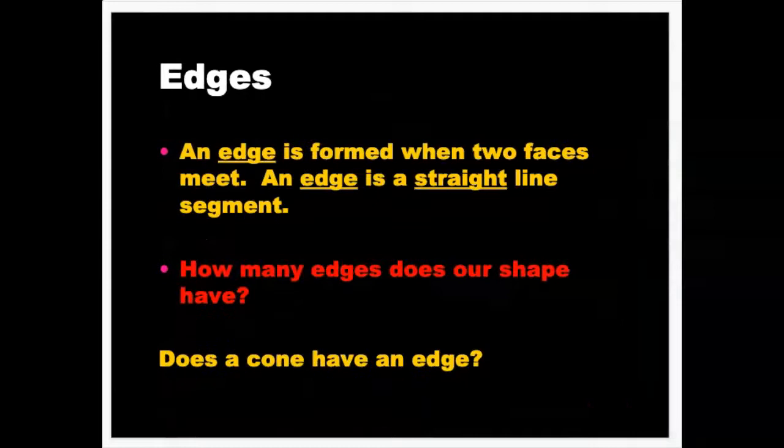All right, the next thing we're going to talk about is edges. An edge is formed when 2 faces meet. An edge is a straight line segment. So something we have to pay attention to is that an edge has to be straight. I think I was a little confused about this too yesterday because different things say different definitions of what an edge is. But today we're going to work with a straight shape.